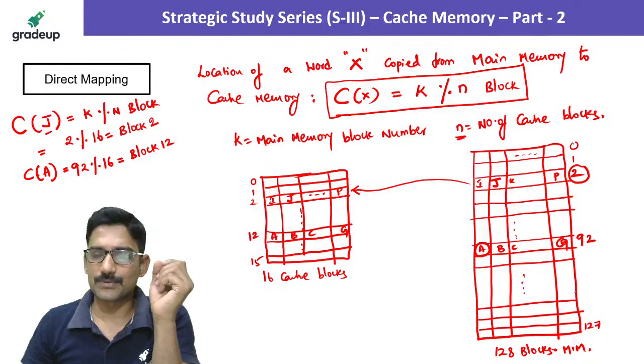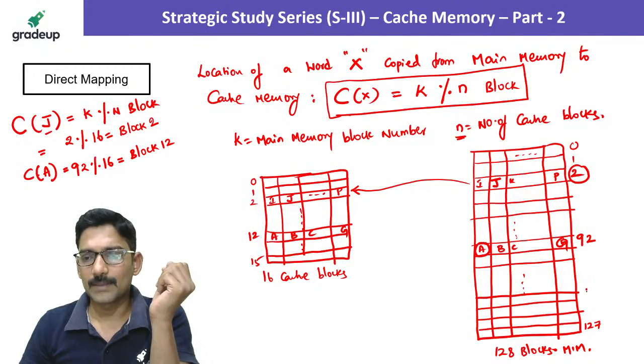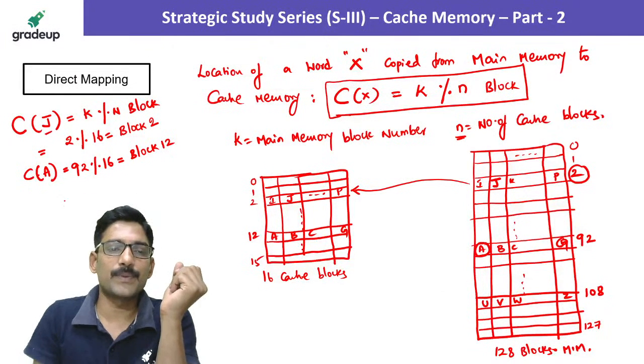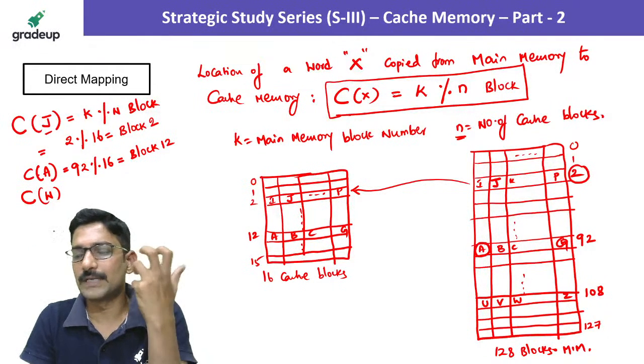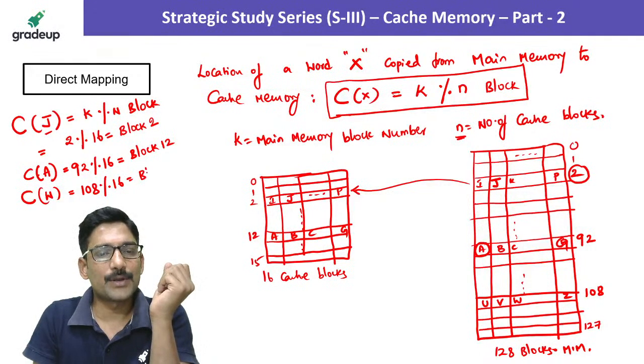Here let us suppose you have got a block U, V, W, X, Y, Z. Suppose the CPU is asking for the word W. So how do you get the location of word W? That is 108 modulus 16. What will you get? Block 12.